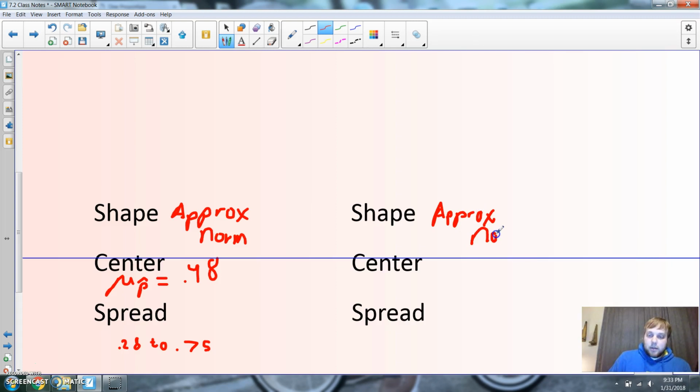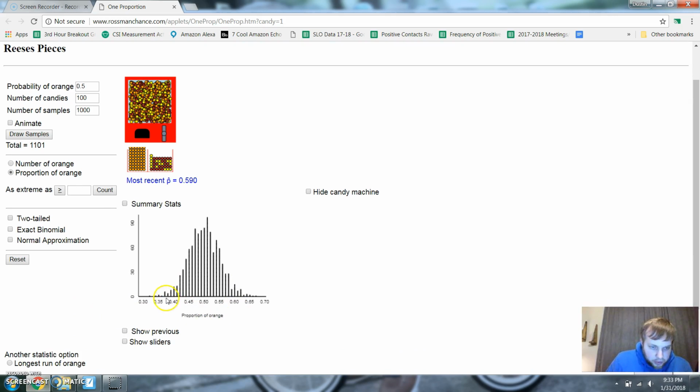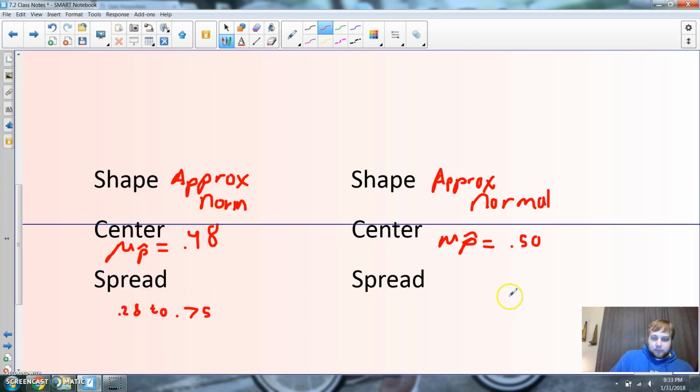Right? Yeah, I'm definitely not getting approximately normal. The center, well, the center is still the center of all those samples, those 1,000 that I did. The center is around 50%, right? That's all about the same. Let's check out the spread. What do you notice? Well, the low looks like it's at about 32, and the high looks like it's about 67. So 32 to 67.